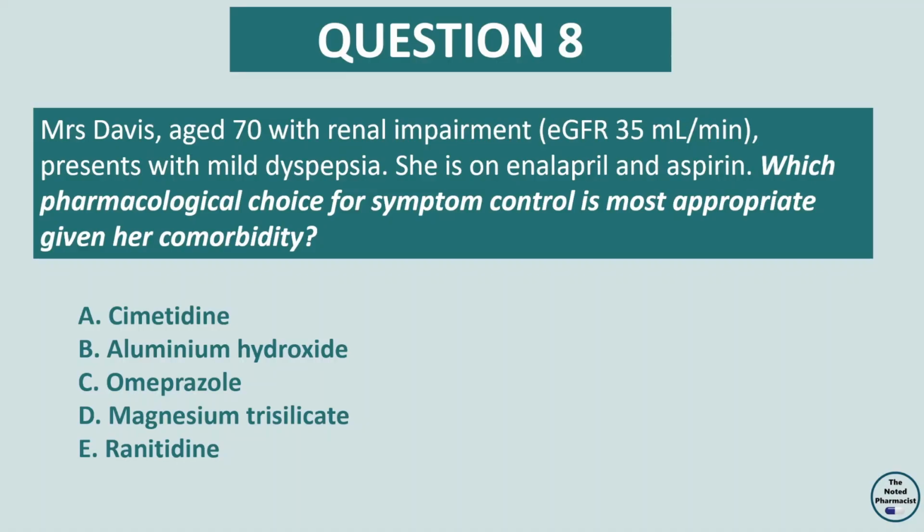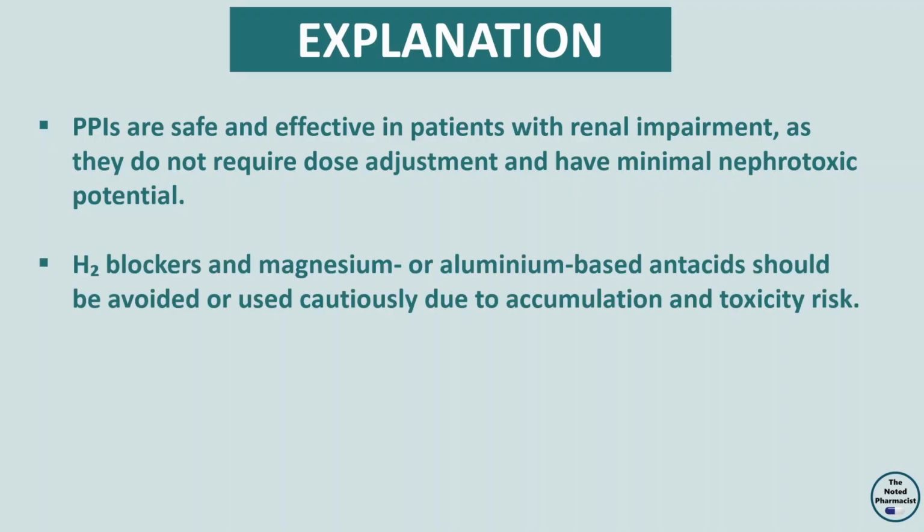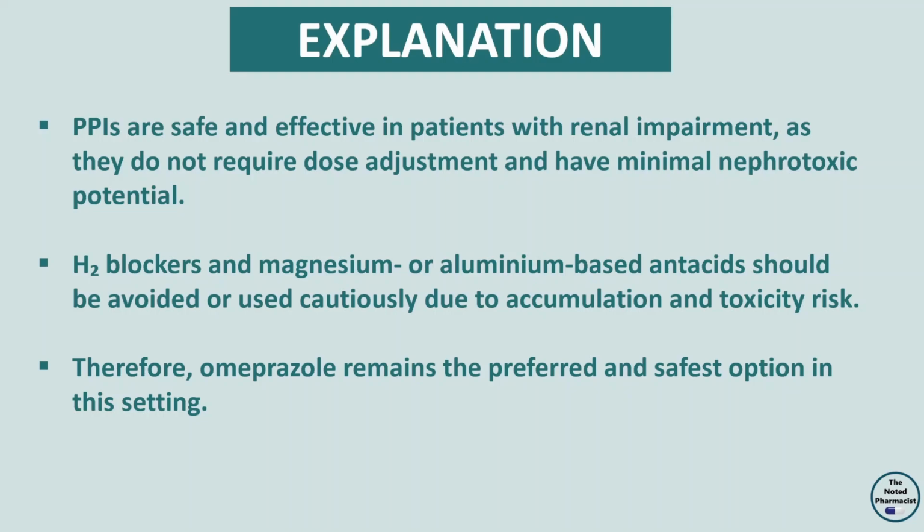The correct answer is option C, omeprazole. The reason is that PPIs are safe and effective in patients with renal impairment, as they do not require dose adjustment and have minimal nephrotoxic potential. H2 blockers and magnesium or aluminium-based antacids should be avoided or used cautiously due to accumulation and toxicity risk. Therefore, omeprazole remains the preferred and safest option in this setting.